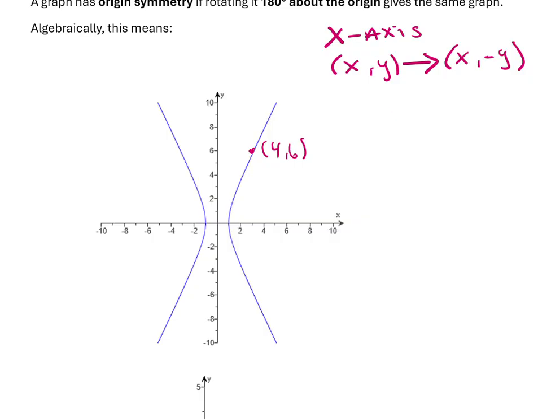If it has x-axis symmetry, I should also find the point 4, -6. Well, let's see that. 4, -6, somewhere here. So it does find that, so it does have x-axis symmetry. Yay! Okay, now let's check for y-axis symmetry.